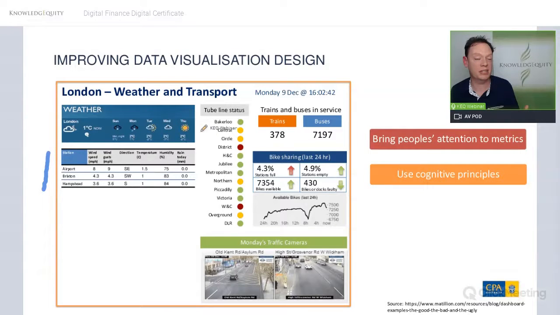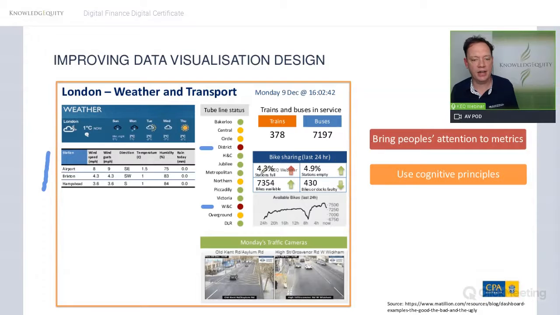In the tube line status, again, using similarity we can see, well, which ones are not running well? District and the WC line. And we've got 4 here in amber that are perhaps behind, right? And again, also proximity, creating more white space.